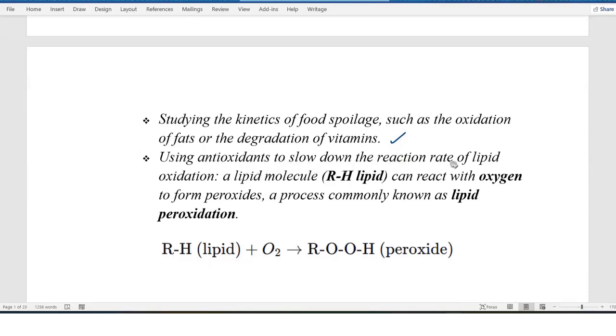We also have antioxidants that slow down the rate of lipid oxidation. A lipid molecule like RH can react with oxygen to form peroxides in a process commonly known as lipid peroxidation. So in such a chemical reaction, we have RH, a lipid molecule, that is undergoing oxidation to form a peroxide.